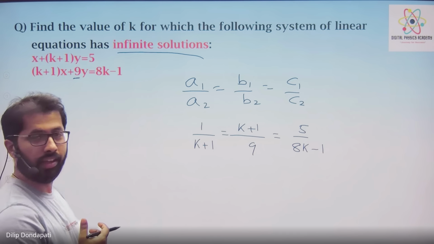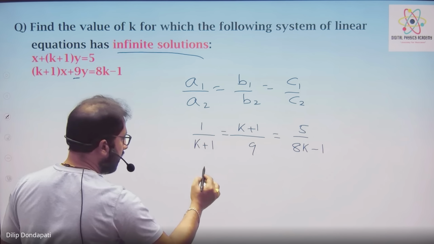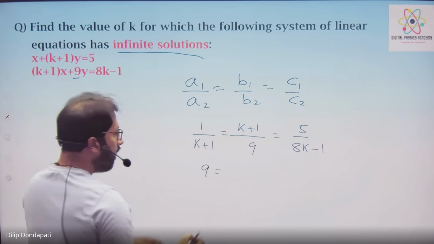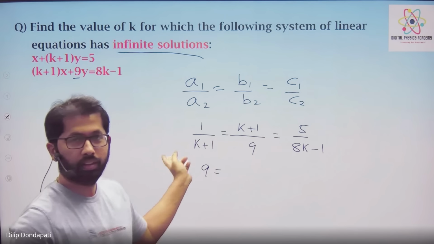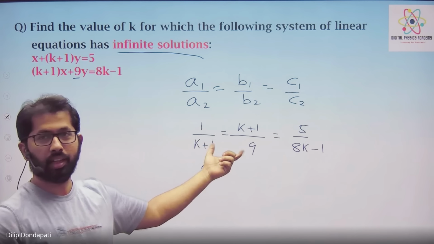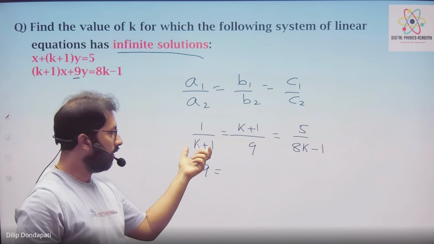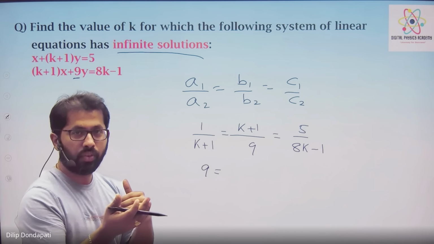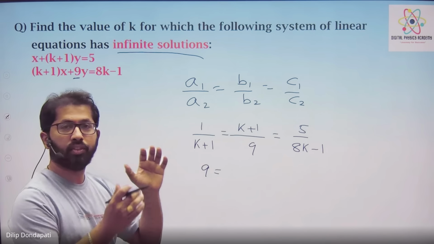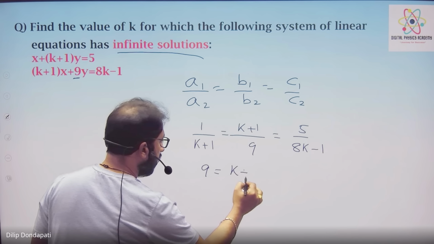Okay. देखो. Here if you cross multiply, 9 into 1 is 9 is equal to K plus 1 into K plus 1. So is it K square? No. See, if x into x, x square. Y into y, y square. K plus 1 into K plus 1, K plus 1 whole square, right? K plus 1 whole square.